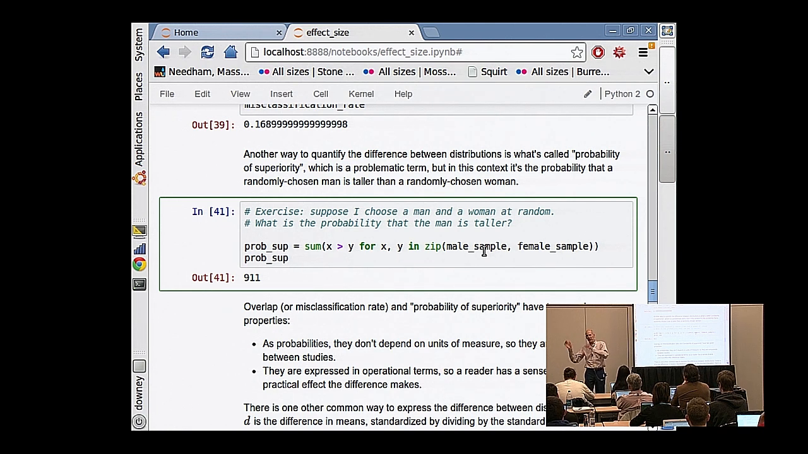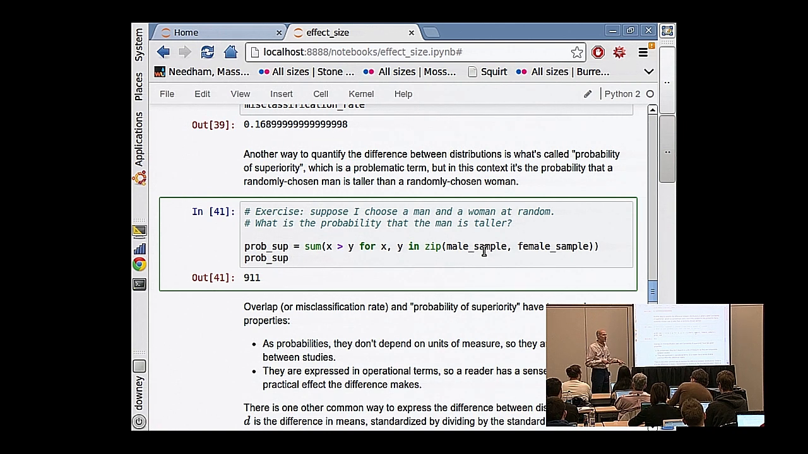So again, if I have my humans and my insects, and I report either misclassification or probability of superiority, that'll be meaningful to you in that context. Okay? So those are the nice things about it. There's one other way of measuring effect size, which is Cohen's d. Again, I've got two distributions. They might overlap to some degree. Cohen's d is a measure of that effect size.